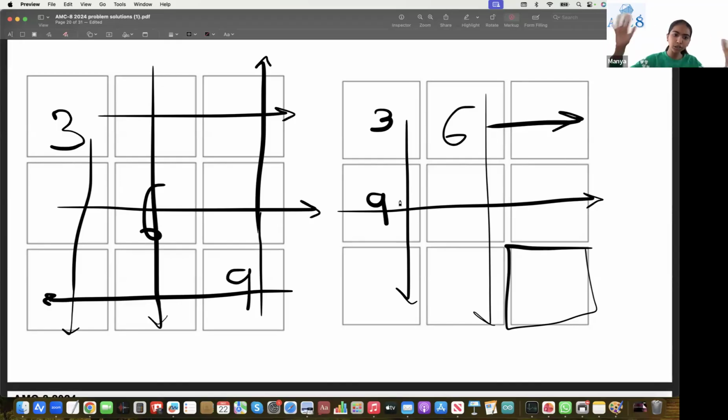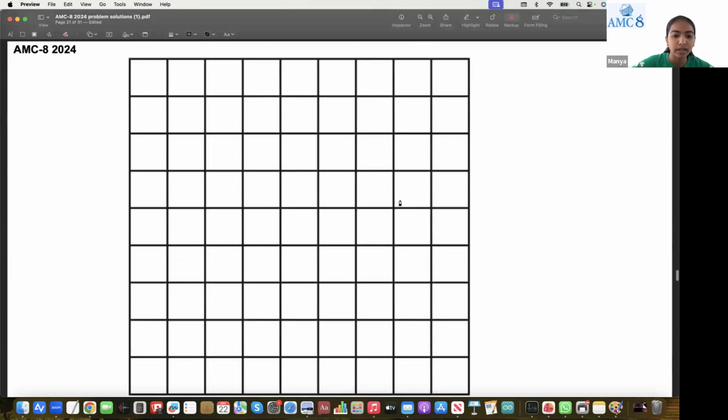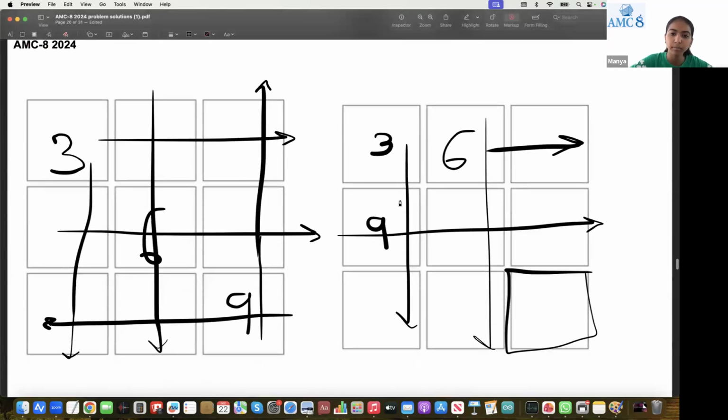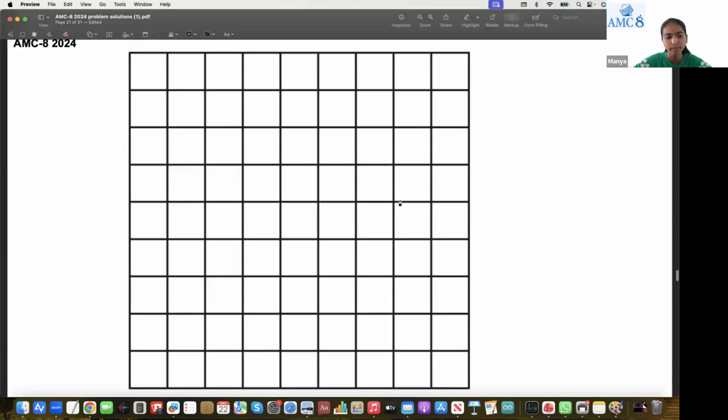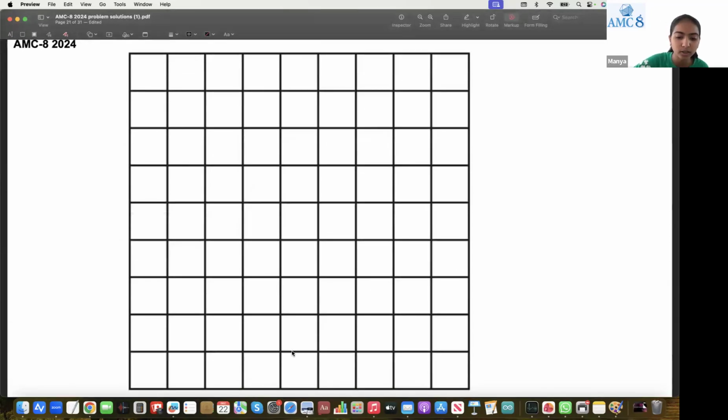But if we look at a larger grid, such as a 9 by 9 grid, we'll understand what we mean by compacting all the numbers together. So let me explain this in a 9 by 9 grid.